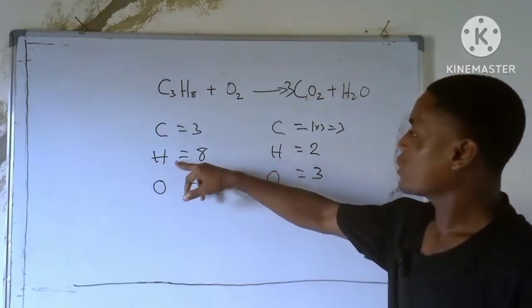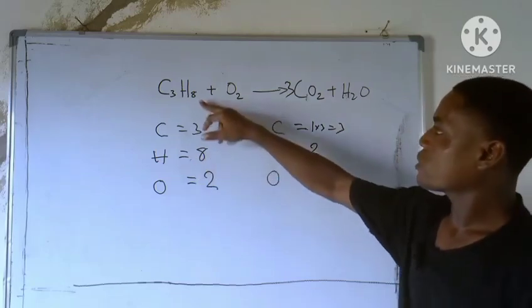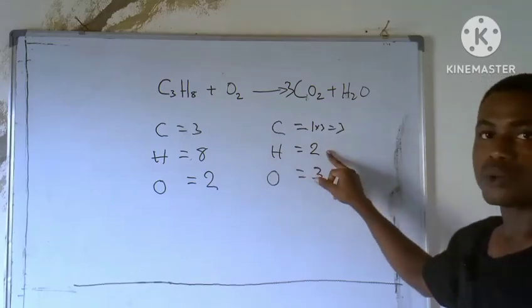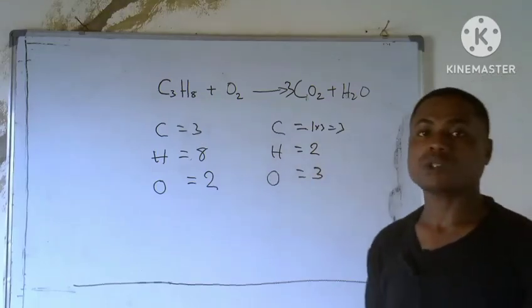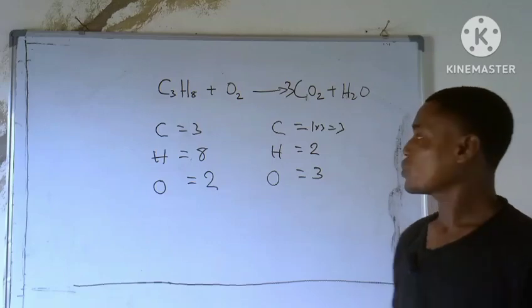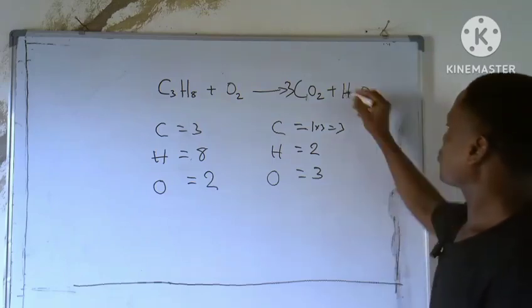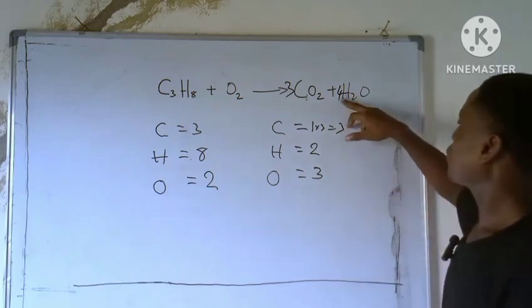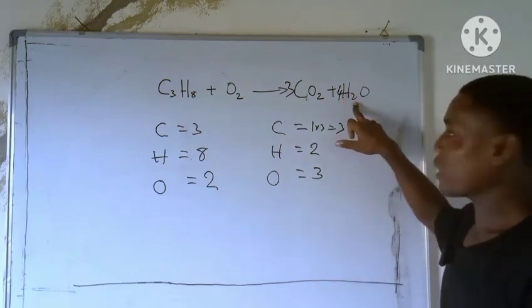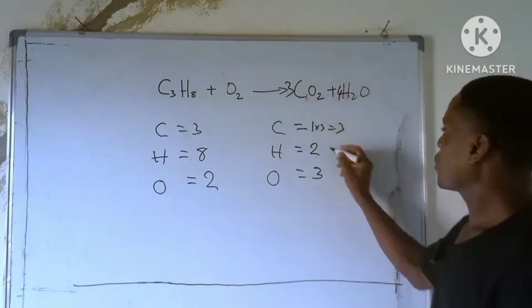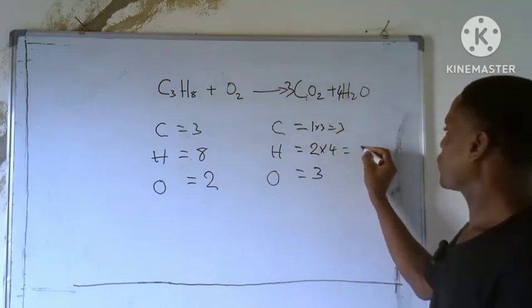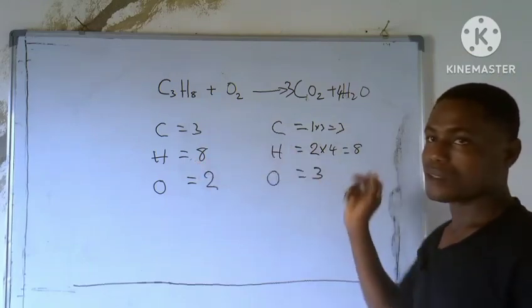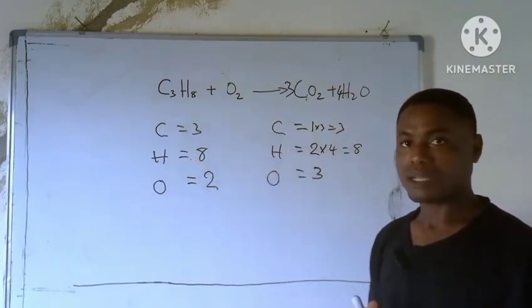Look at hydrogen here. Hydrogen has 8 atoms at the left side, right? At the right side we have only 2, meaning hydrogen is not yet balanced. So what are we going to do? Let's introduce 4 here. So if we introduce 4 here, we use this to multiply these 2 atoms. So 4 times 2 will now give us 8. So hydrogen at our left side and right side is now balanced, right?